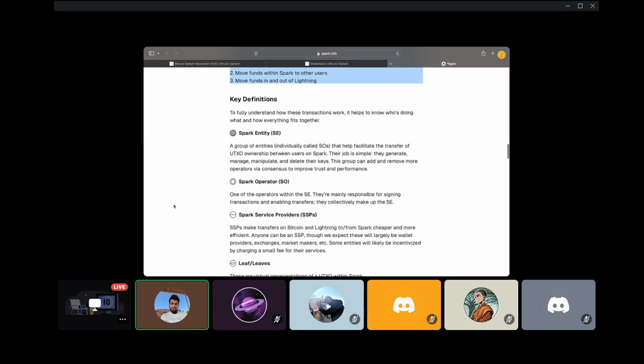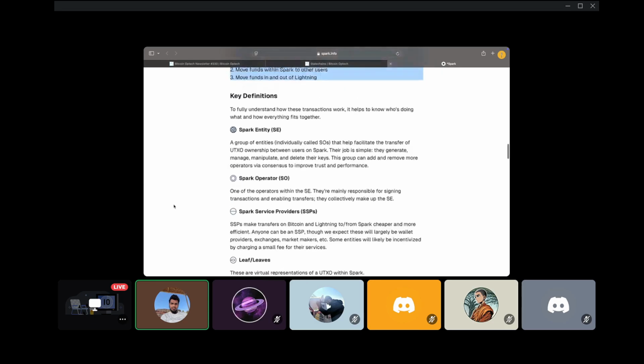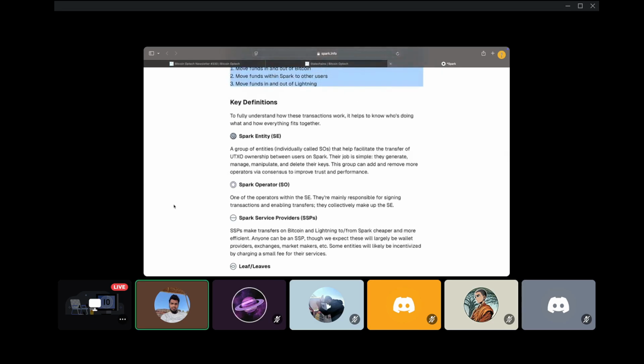To fully understand how these transactions work, it helps to know who's doing what and how everything fits together. Okay, so these are the different entities, or the different elements of the protocol.